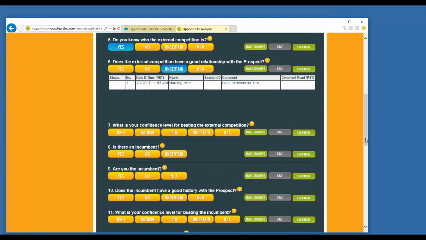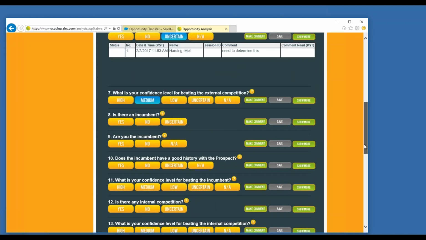So, number 7, what's my confidence of beating these guys? I'd say at this point in time, because I'm not sure what the RFP or the Statement of Requirements is going to look like. I know we have a better product. I know we're more cost effective, but it depends on the Statement of Requirements. If it's in the direction I think it is, then yeah, I can move that to a high next time I update this. But at this point in time, I'm going to leave it as a medium.